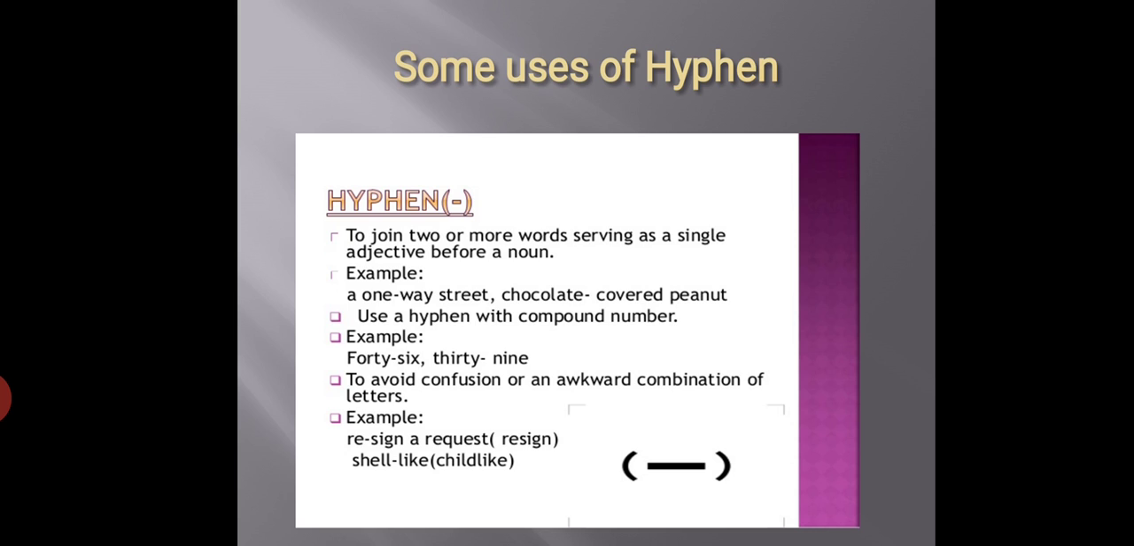We can use hyphen to avoid confusion or an awkward combination of letters. For example, re-sign a request, re-sign. Shell-like means childlike. So at the end of this page you see a dash. This is not a hyphen. Hyphen is smaller than this.